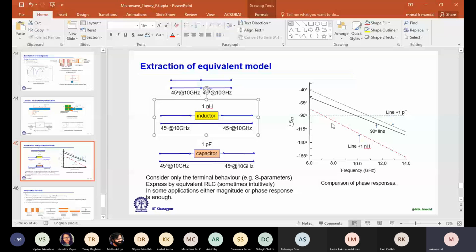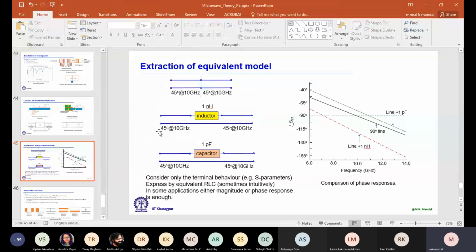Now, if the angle crosses 0, then obviously we have both inductor and capacitor. Then it is a series resonator or parallel resonator. Second thing, is the series resonator in series or in shunt? The parallel resonator, is it in series or in shunt, right? That you have to find out, and for that you also need the magnitude of S21.